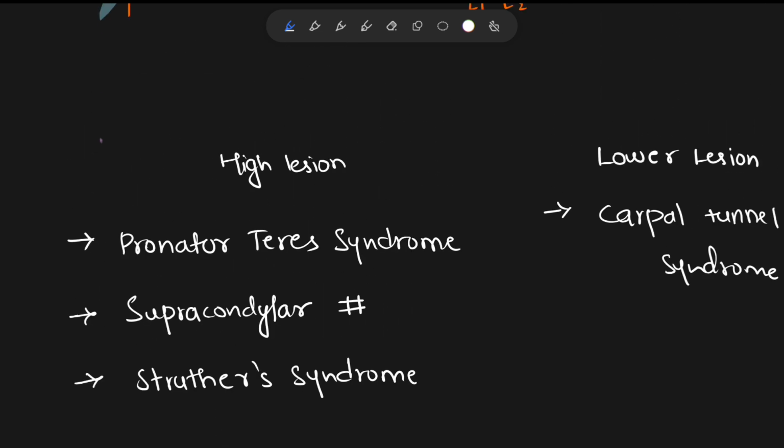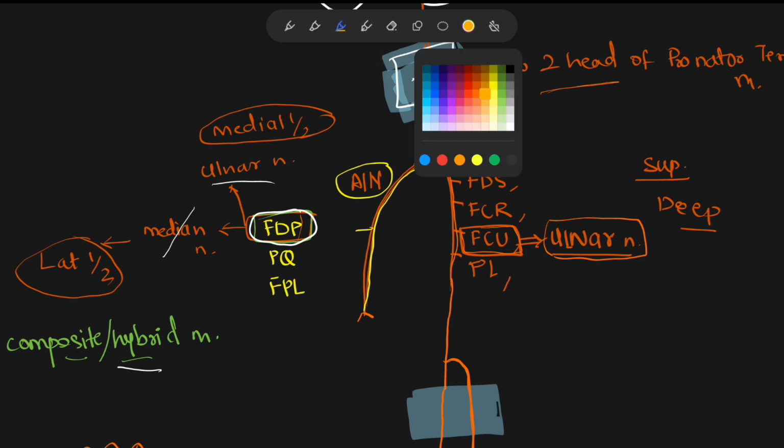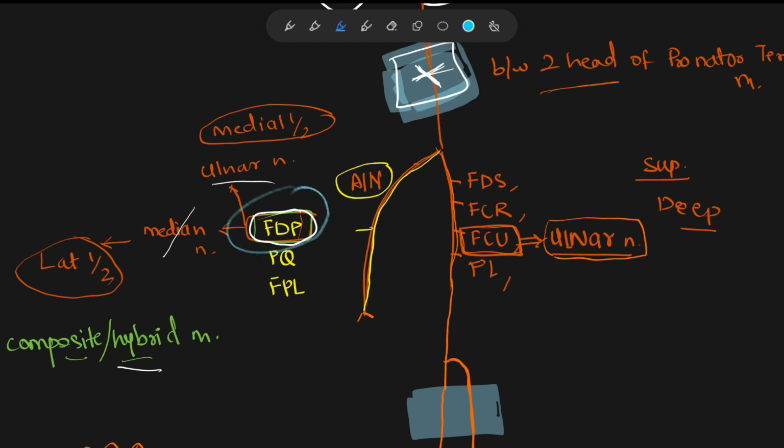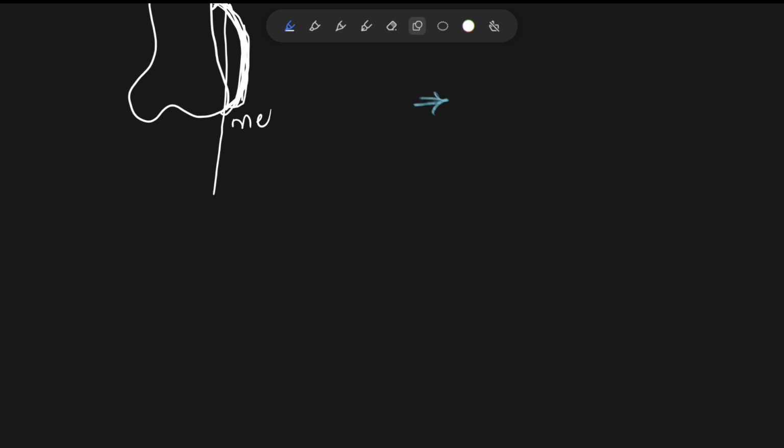Because half of FDP is spared. He can't make a proper fist, but the first finger will not be properly flexed. It will be in extension. So we can see, I will write over here, pointing index. Why? Because half FDP is spared.